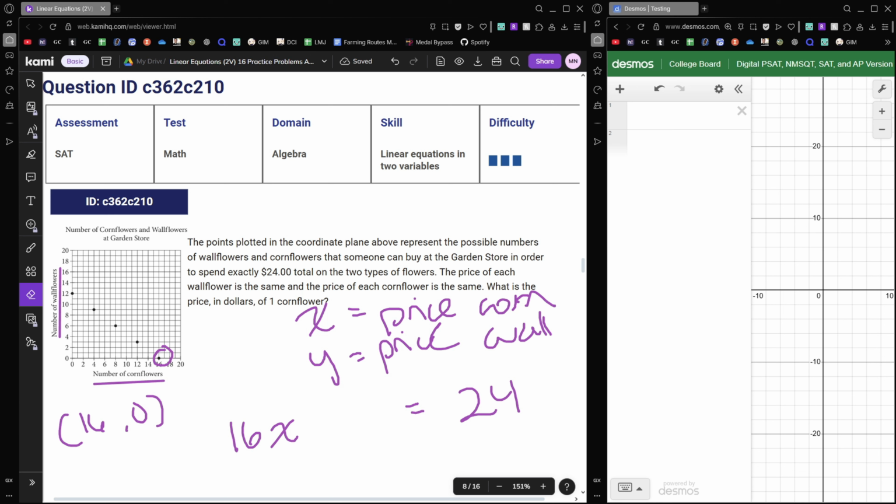We can just straight up solve for x by dividing both sides by 16. So x is equal to 24 divided by 16, which is 1.5. So the price of cornflowers is $1.50.